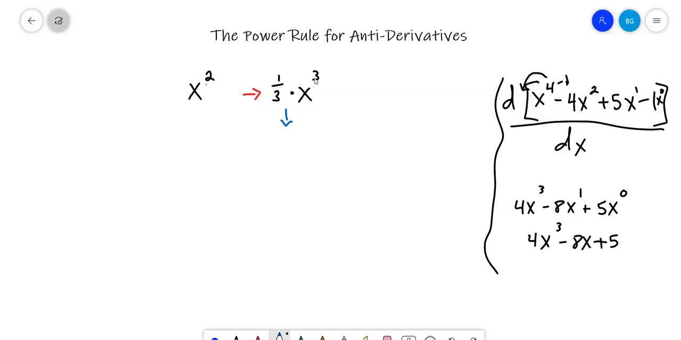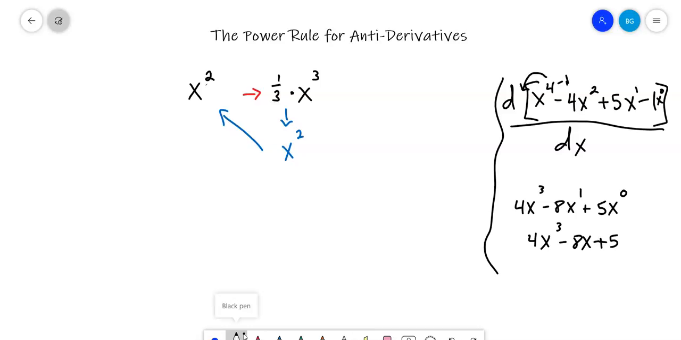So if I took the derivative, first the 3 moves down, and 3 times 1/3 is just 1, so I'm not going to write that. And then you subtract 1, so you just get x squared, which is exactly what we started with. So 1/3 x cubed is our antiderivative.